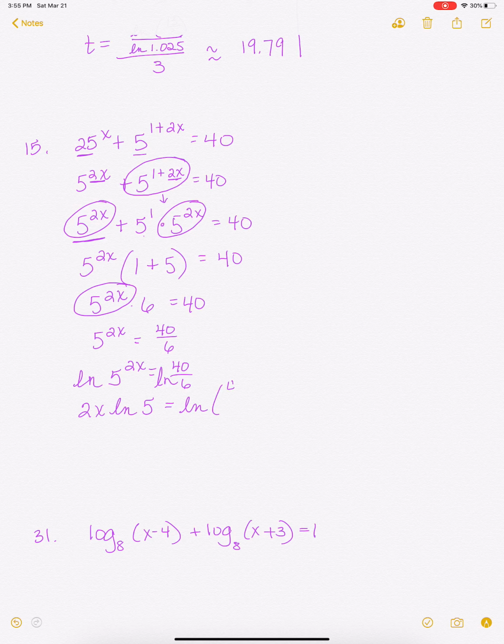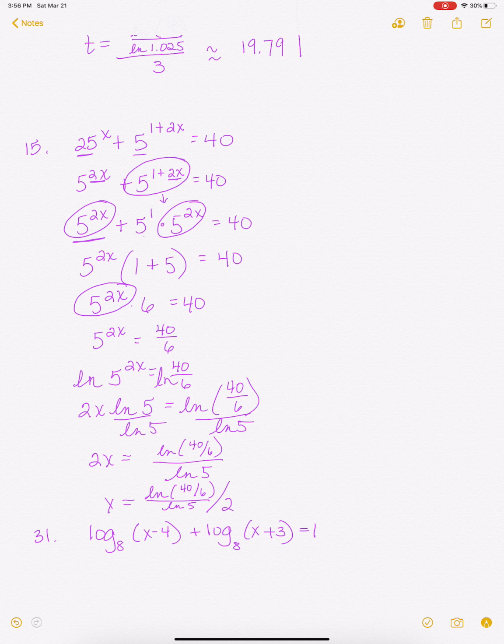And you can reduce 40 over 6 or leave it. It's up to you. All right, and so I'm going to divide both sides by the natural log of 5. And then I'm going to divide. Let me write that step out. And then I'm going to divide by 2, all divided by 2. And that is an exact answer.